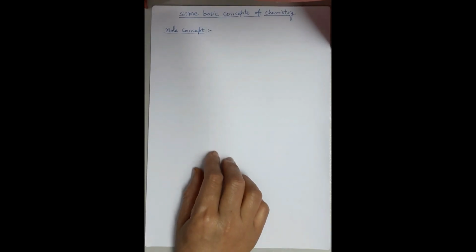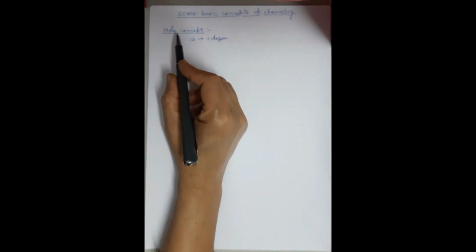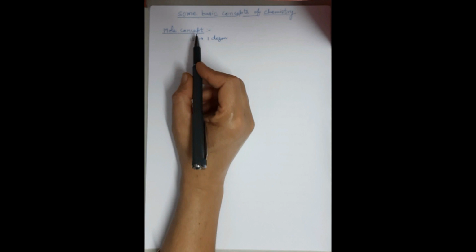Dear students, let's continue with some basic concepts of chemistry. We have already discussed matter, its classification, different laws of chemical combination, then atomic mass, molecular mass. Now we'll start with the mole concept.